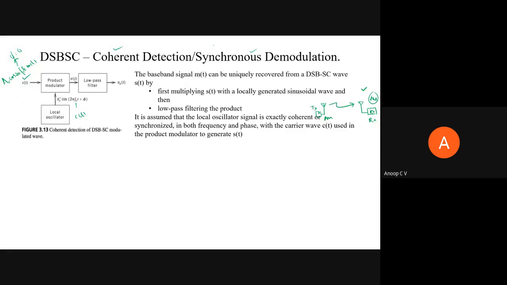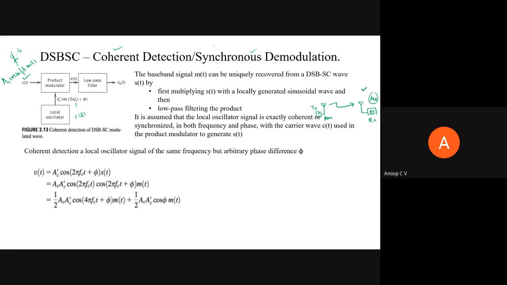So a local oscillator produces the carrier, and S of t and Ac dash cos 2 pi fc t are multiplied. Whatever is obtained at the output of the product modulator is passed through a low pass filter to get the message signal. So maybe we'll see how it happens.